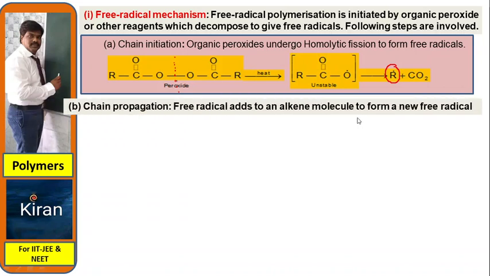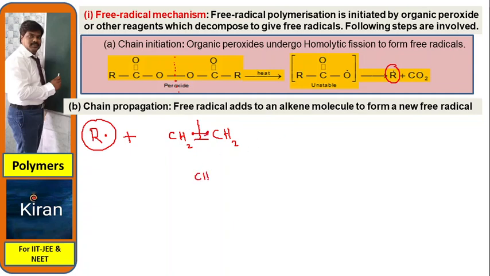Step 1 is over. Step 2, chain propagation. A free radical adds to an alkene molecule to form a new free radical. The free radical formed in the chain initiation step is R dot, plus our molecule, which is ethylene, CH2 double bond CH2. This molecule reacts with this free radical. The peroxide decomposes to give the R free radical, and this R free radical reacts with ethylene. In this case, the double bond undergoes homolytic fission and opens, and one free radical is this free radical, and one more free radical is formed here.